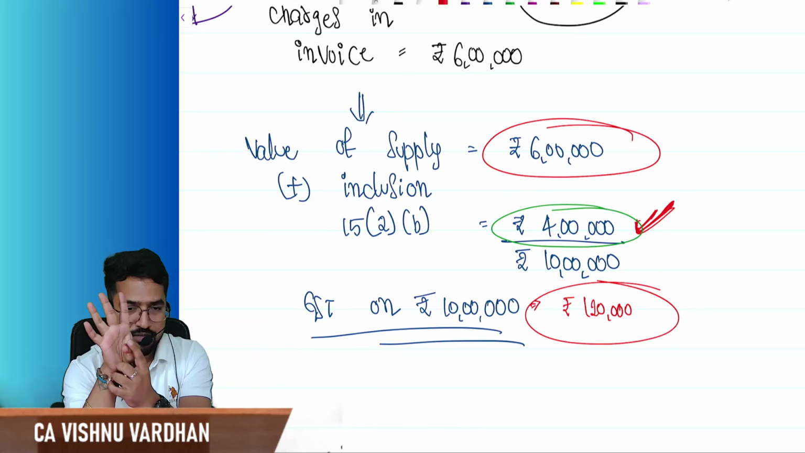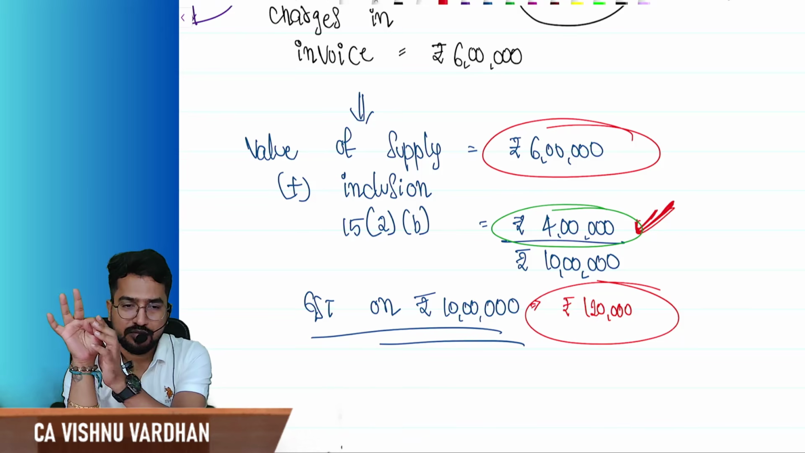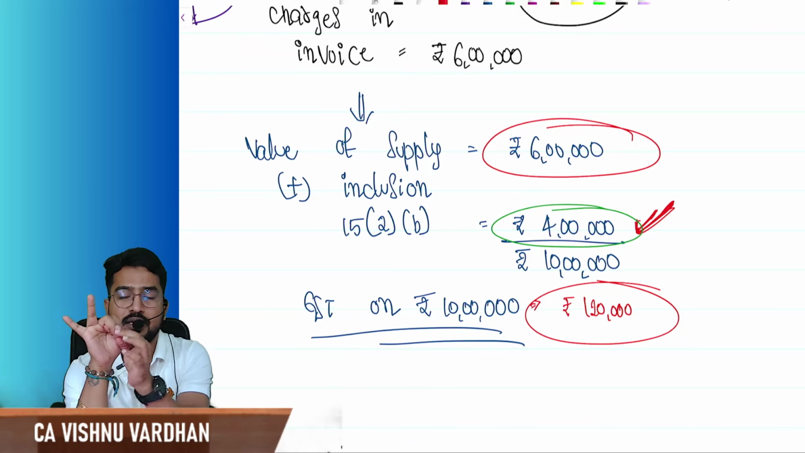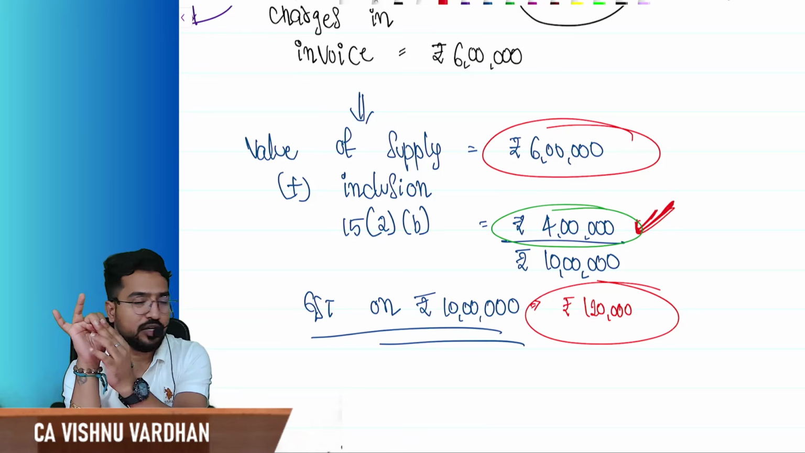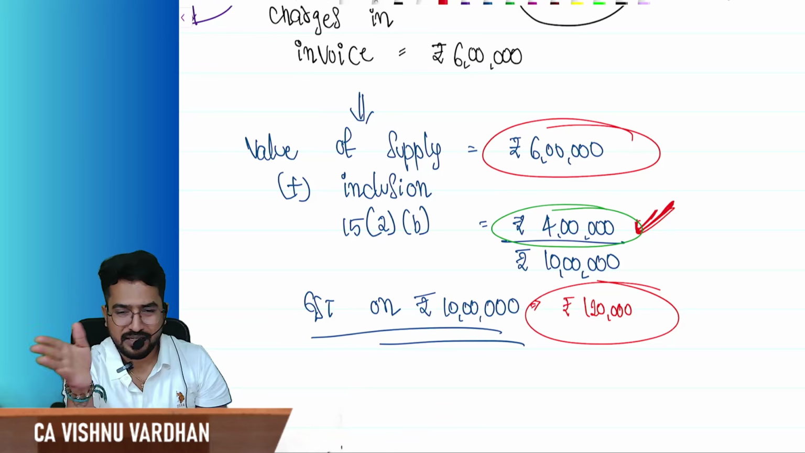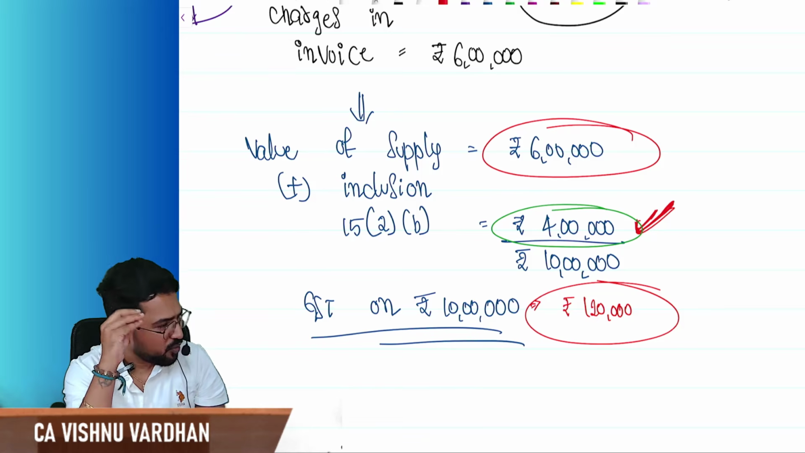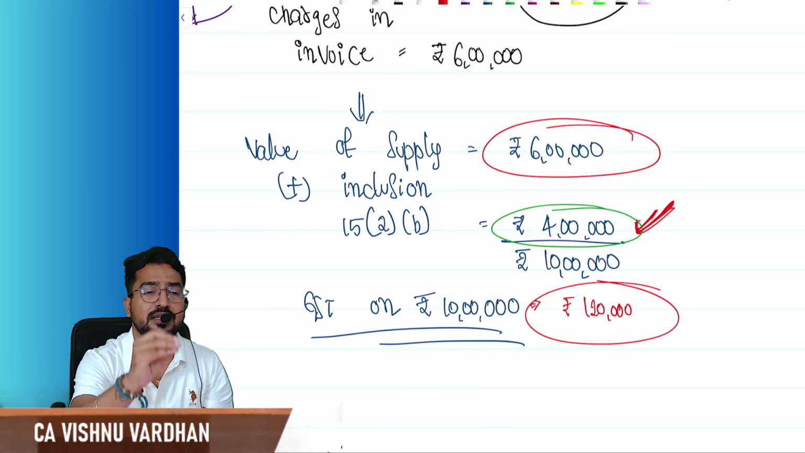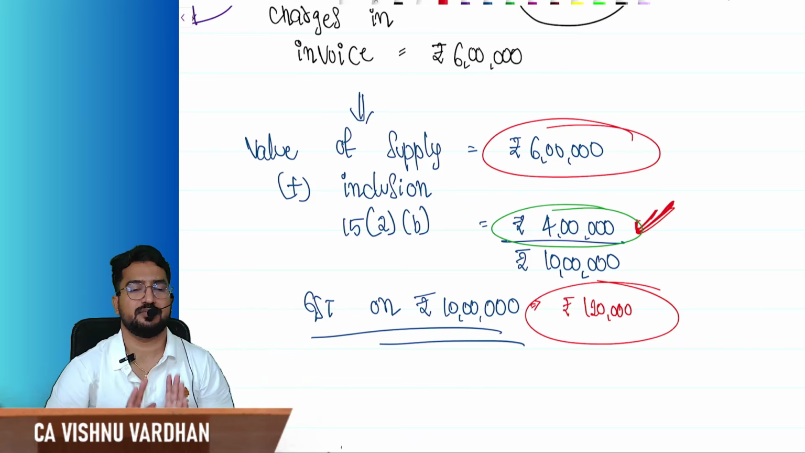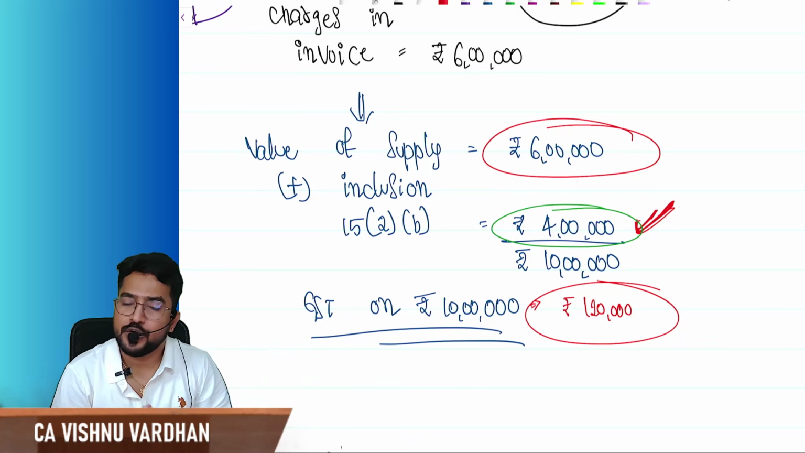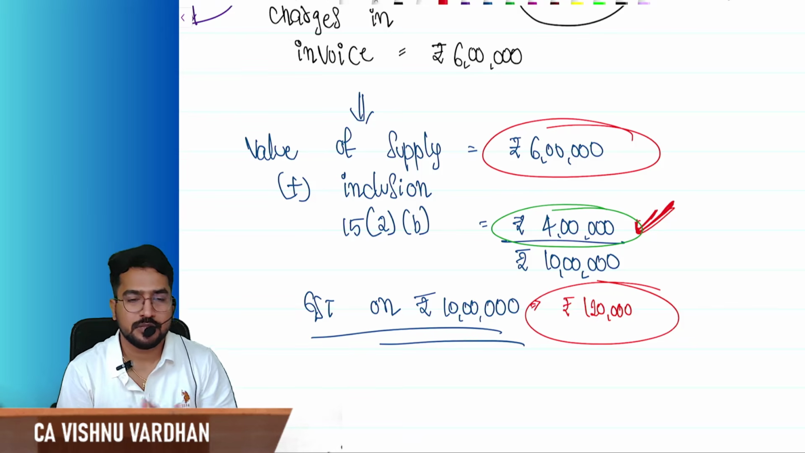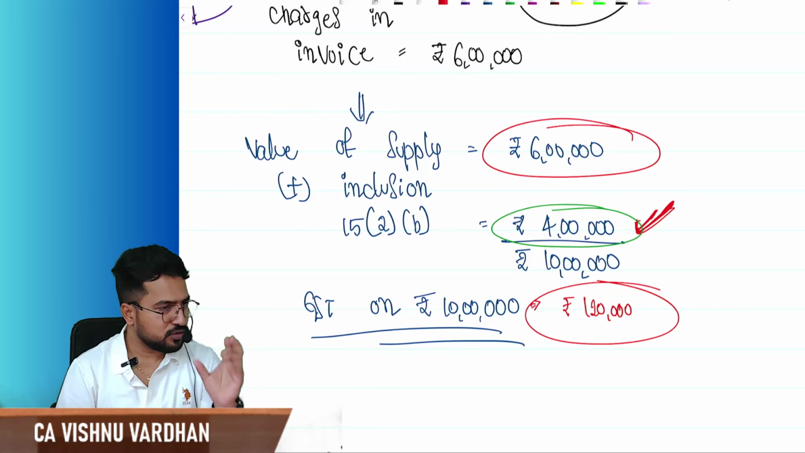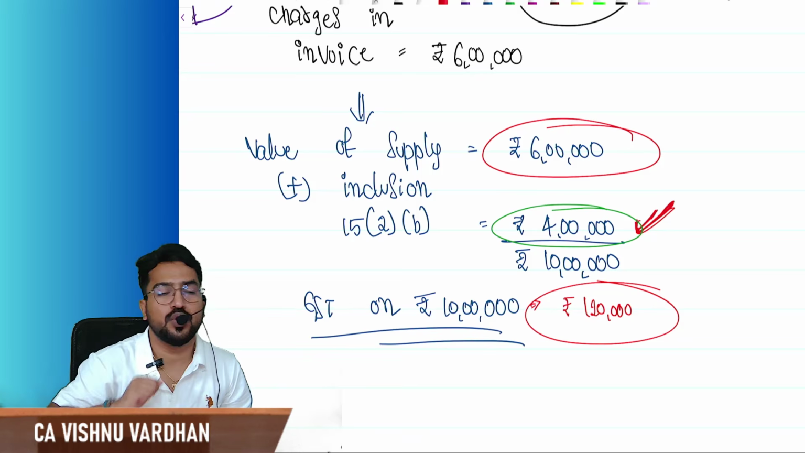First one, taxes, clause A. Obligation of supplier discharged by recipient, clause B. Clause C, incidental expenses: packing charges, delivery charges, all these things. Whatever expenses incurred by the supplier and recovered from the recipient. What if I don't recover? It will not be added. 10,000 rupees product, I am charging 200 rupees packing charges.